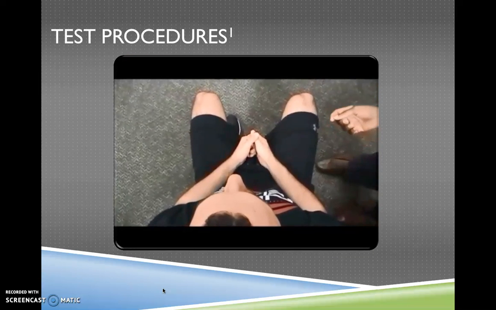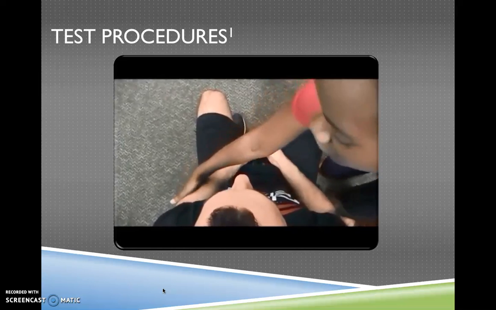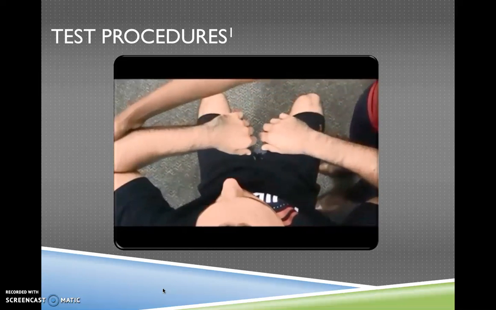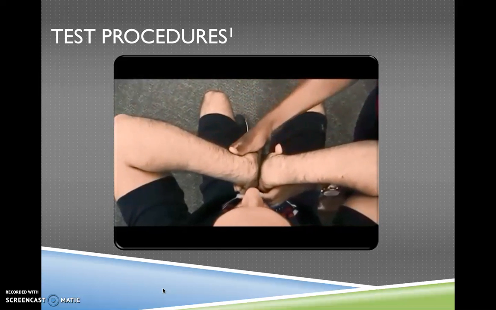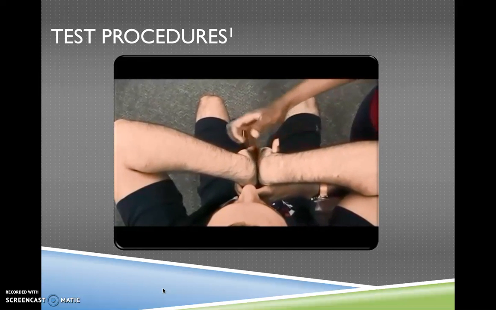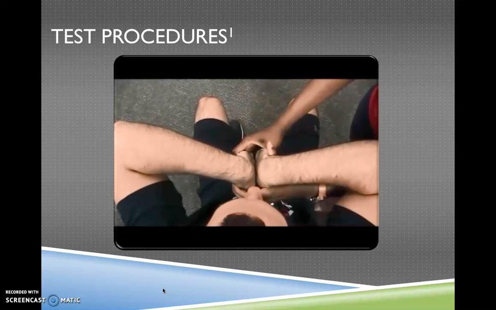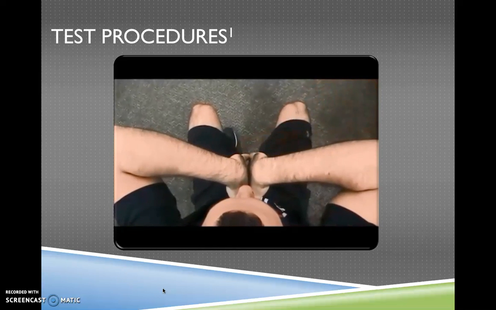Here's another view of the test. The patient brings their arm up and bends maximally, ensuring that there's no space between the dorsal aspects of the wrist. This is done to compress the median nerve maximally.